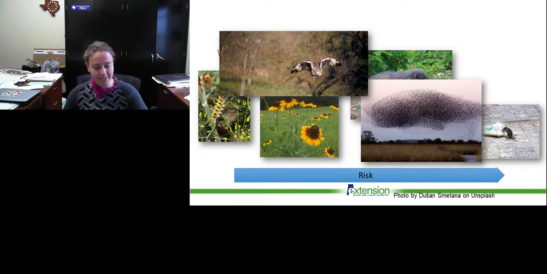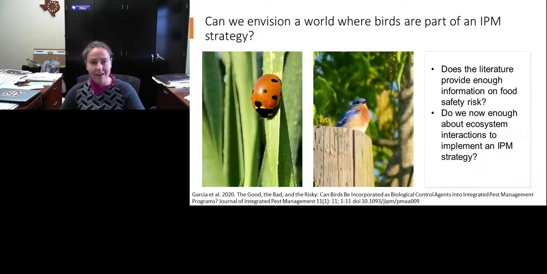All right, so in setting the stage just a little bit more, I want us to try to think about a world where we can envision birds as being part of an IPM strategy. So kind of like organic growers would use insects like ladybugs in an IPM strategy. And when we look into the literature, which we're going to go into some of it today, does the literature provide enough information on food safety risk to actually implement an IPM strategy that includes birds? I don't know, maybe not yet.